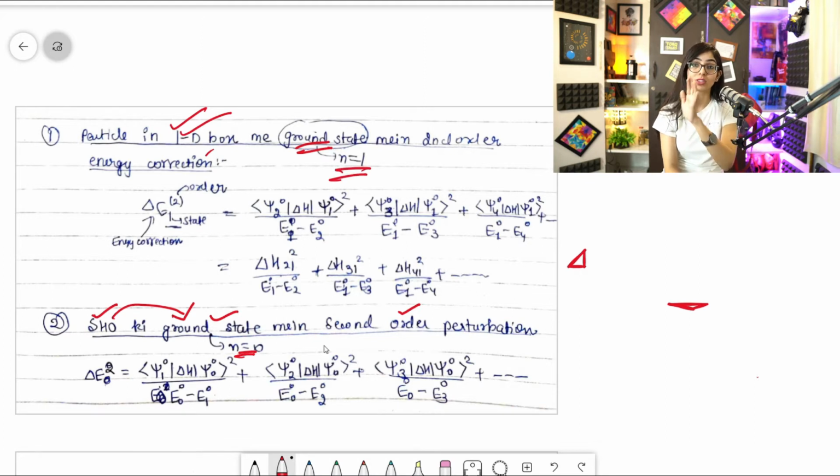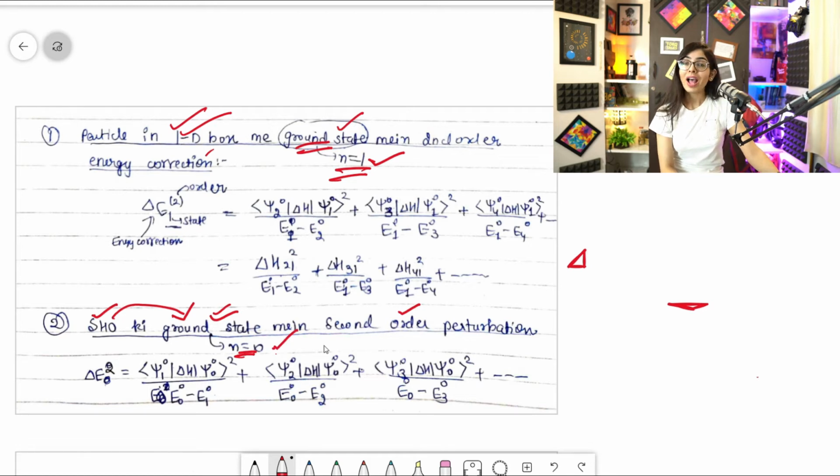I always lay emphasis on this, and I want you to focus on this point: for the ground state of a particle in a 1D box it is 1, and for SHO in the ground state n is equal to 0. Clear? So if I have to find the second order perturbation for the ground state in SHO, ground state means n would be 0 here. Here I write n, and n is 0 for ground state, and second order, so it would be 2 over here.